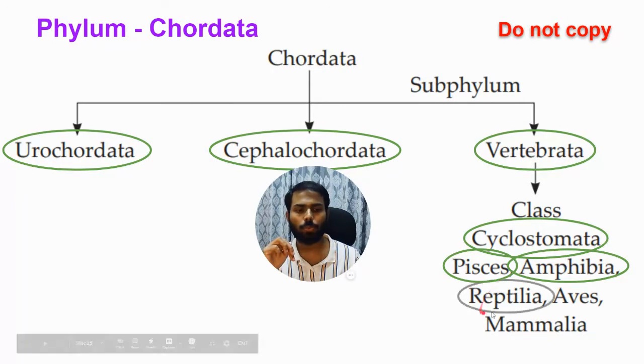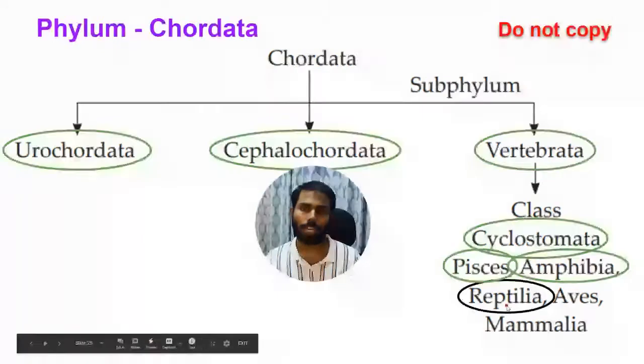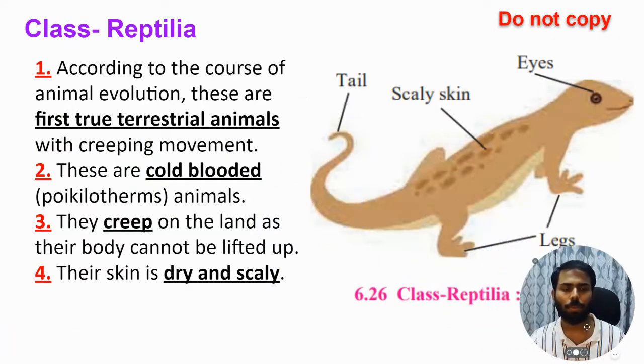We are moving on to the next one, Reptilia. Reptilia में क्या मिलेगा तुम्हें? Reptiles मिलेंगे. Okay, example, छिपकली. छिपकली is lizard, right? Lizard is a reptile. So according to the course of animal evolution, these are the first true terrestrial animals with creeping movement.